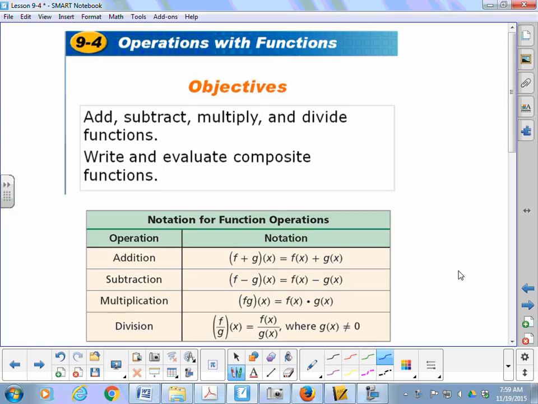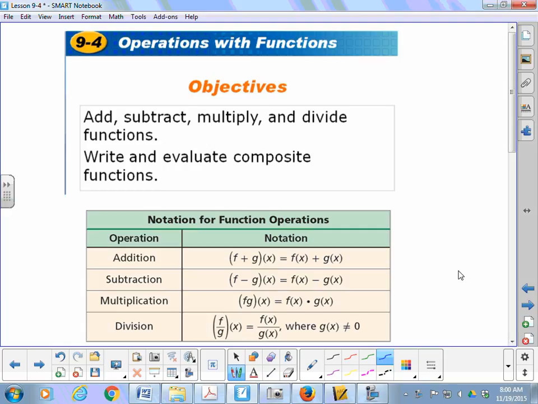So in chapter 9, we're only going to do a couple lessons. We did 9.2 with the piecewise functions, and all we're going to do with that is what you did there. It's just being able to plug numbers in and use them. And then we're going to do 9.4, which is operations with functions.